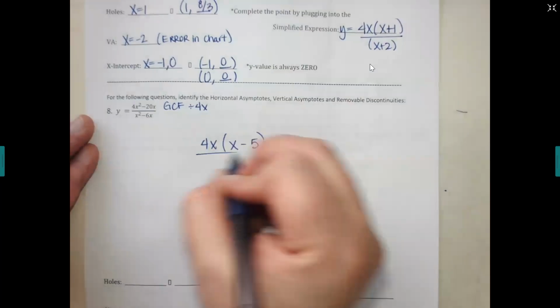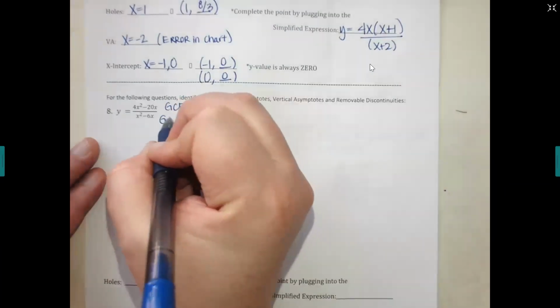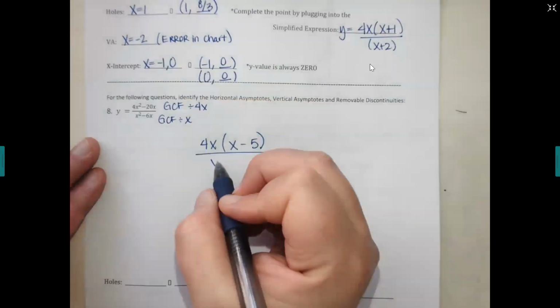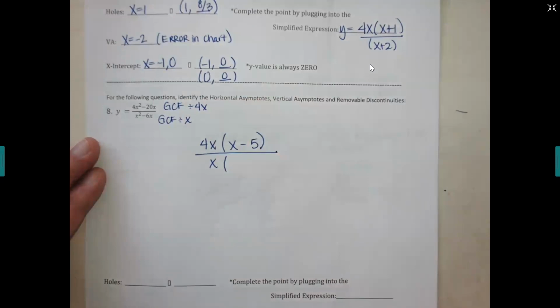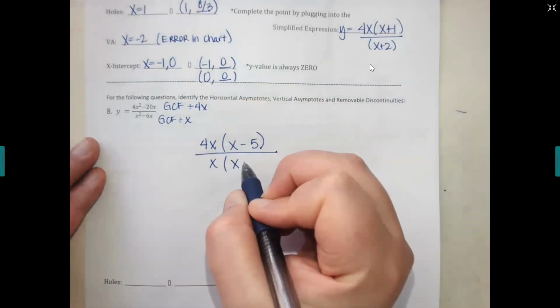Very good. Okay, on the bottom, what can I take out? It's also a GCF. Just an x. Very good. My x is going to come out to the front. That leaves me, the x squared leaves an x. The 6x leaves just a 6.